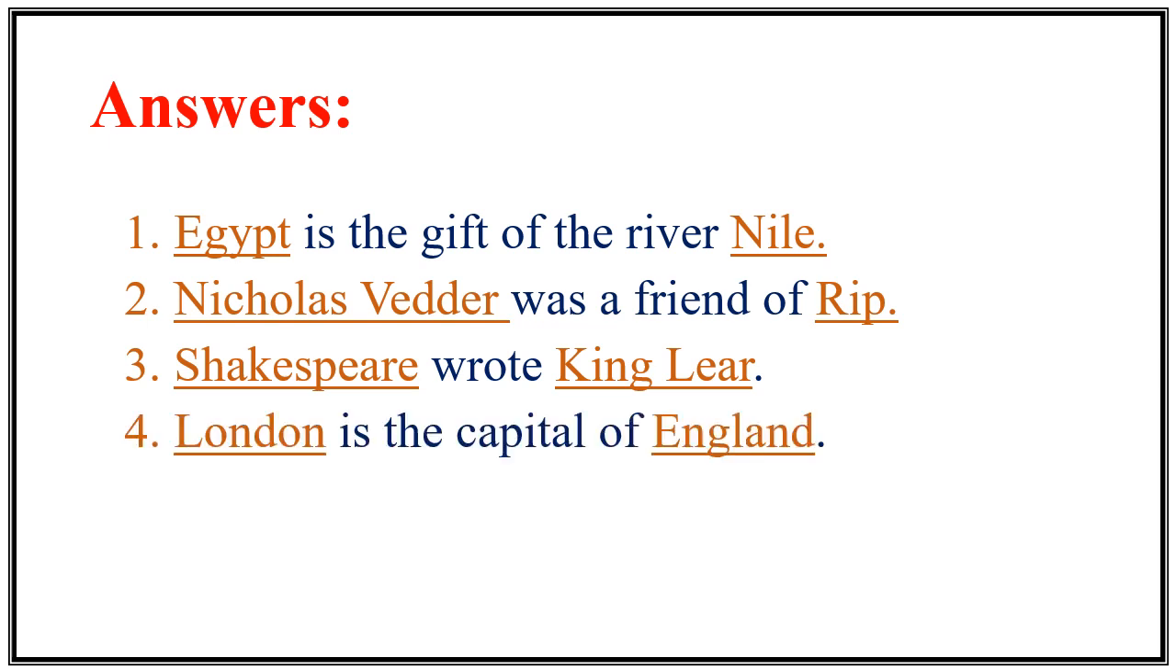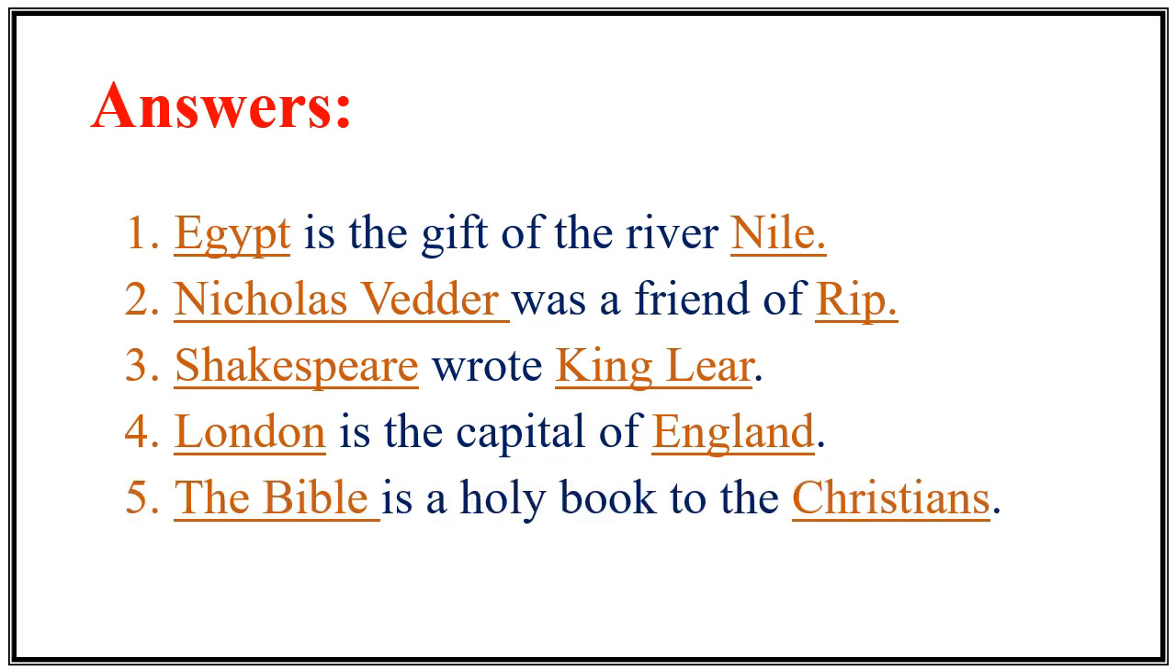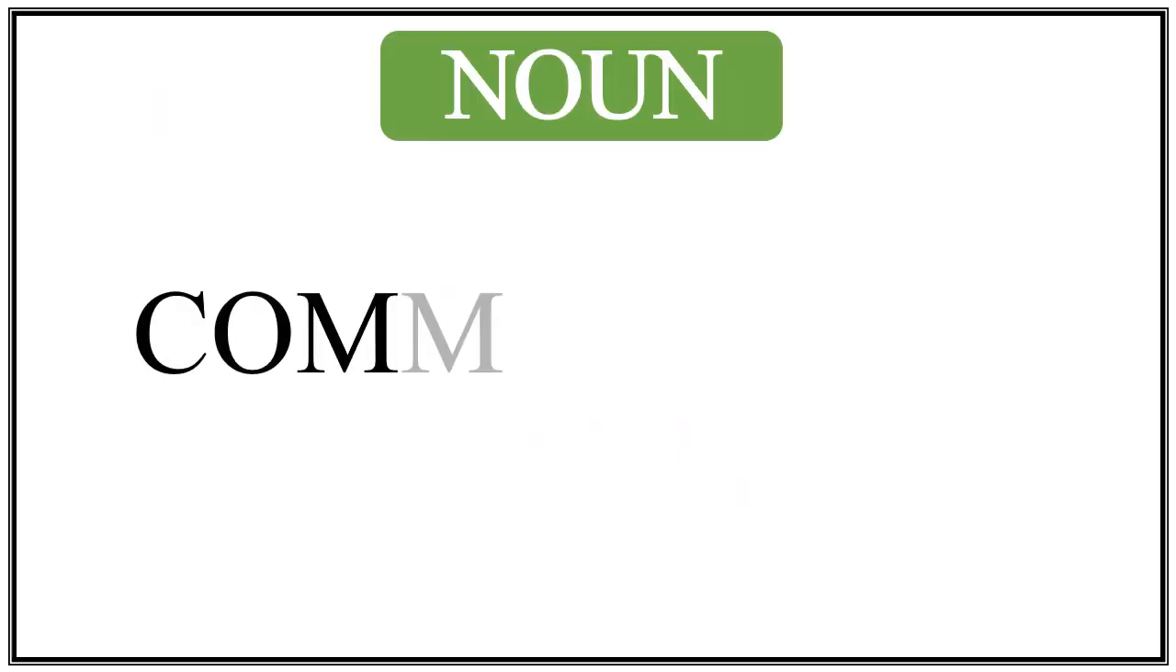In the fourth sentence, London is the name of a city and England is the name of a country. In the fifth sentence, Bible refers to a special book and Christians refer to a specific religious community. So, they are proper nouns. Now let's talk about common nouns.